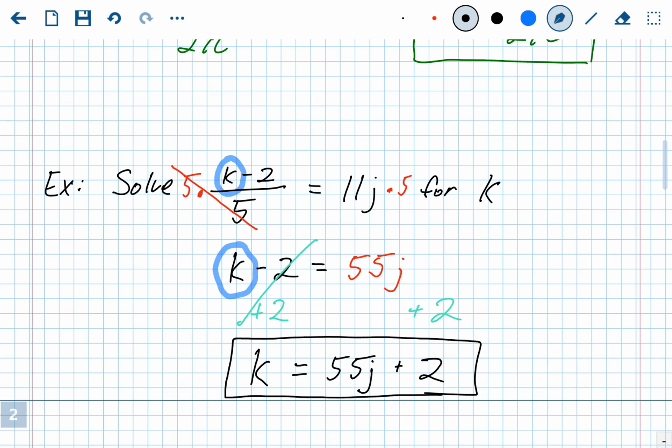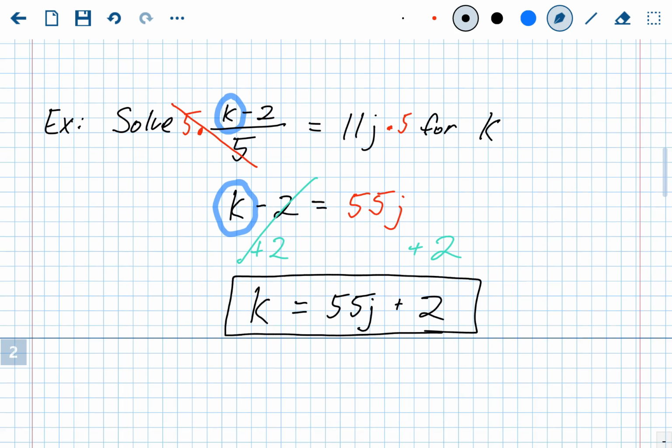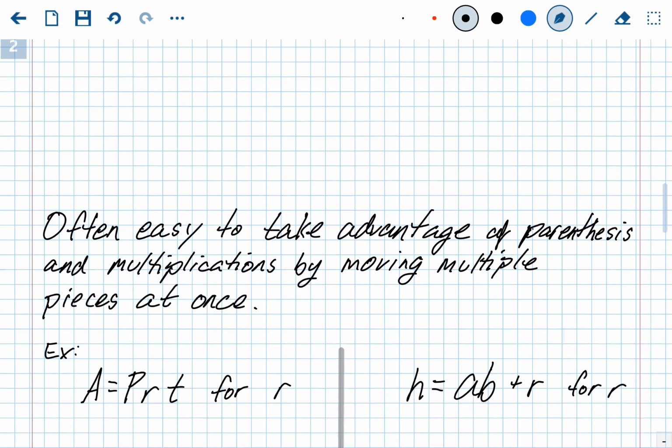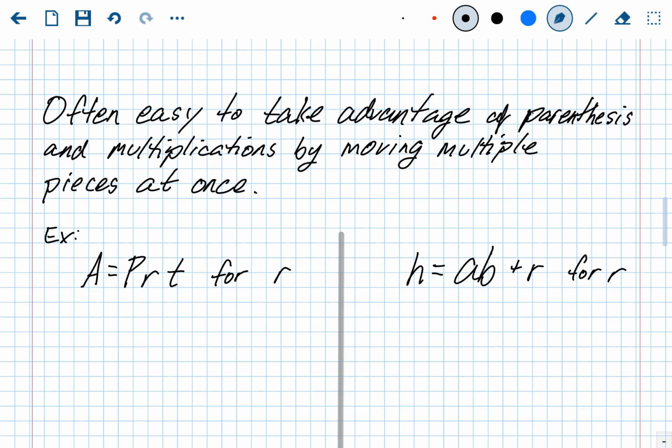All right, so again, just rearranging things. K is by itself, k equals 55j plus 2. There are some shortcuts we can take when we're doing these. For example, it's often easy to take advantage of parentheses and multiplications by moving multiple pieces at once. Remember, we can rearrange multiplication problems, we can rearrange addition and subtraction problems, and grouping symbols are always grouped together. So a lot of times you can move more than one piece at the same time.